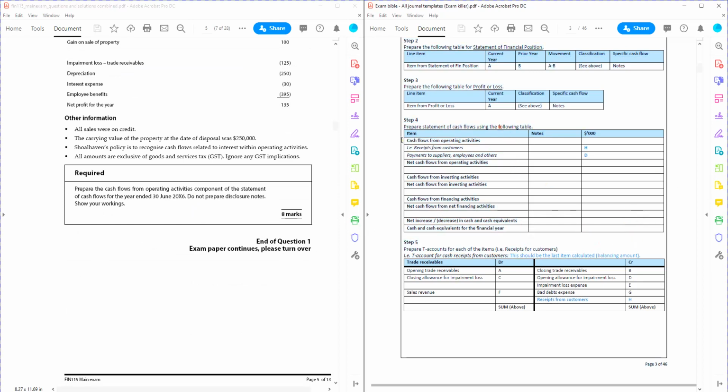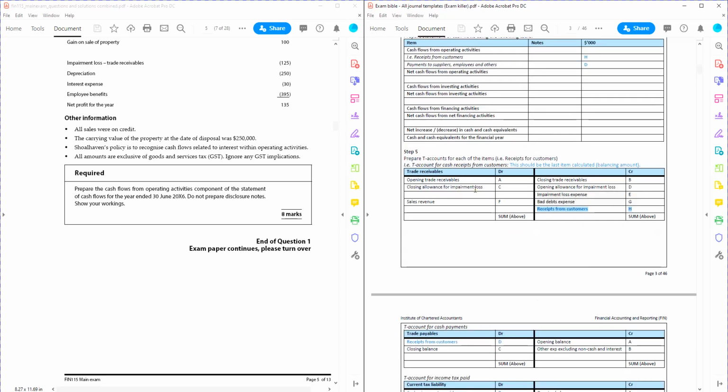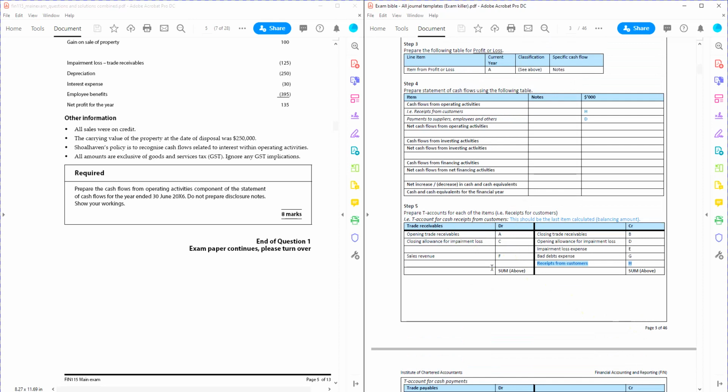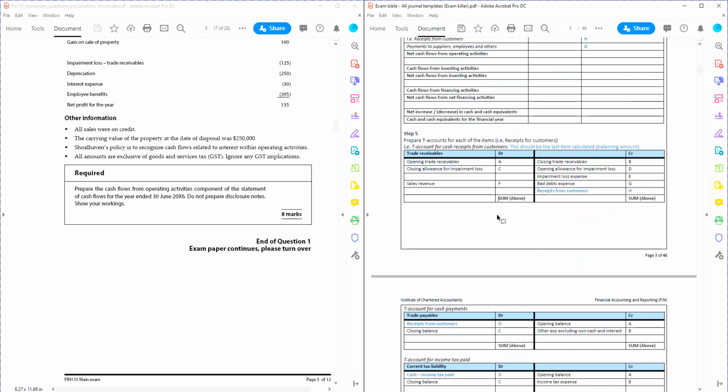However, to get to a few of these numbers, for example, receipts from customers, what you need to do is actually prepare a thing called T accounts. And a T account is a way for you to calculate what that number is. See, that corresponds down here to this T account here. And it actually allows you to work backwards using some of the other balances like sales, revenue, and trade receivables and so forth.